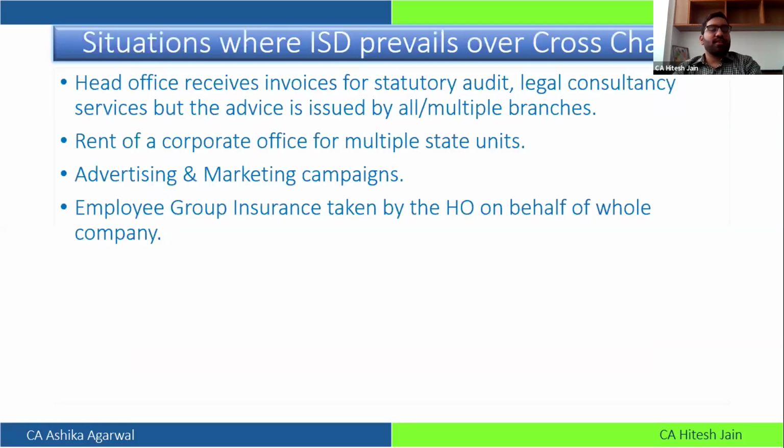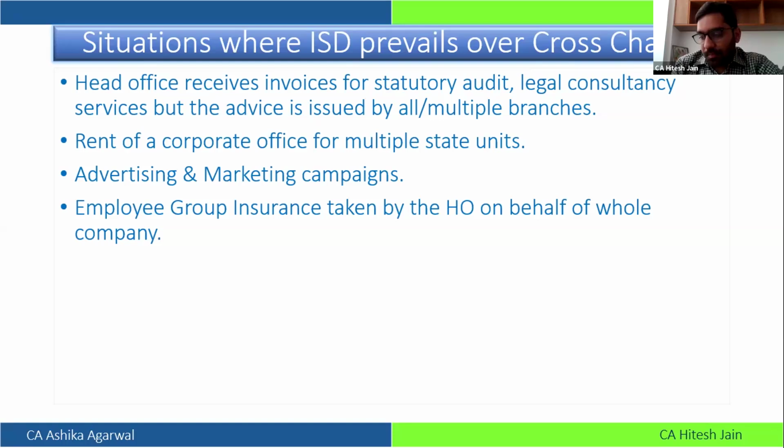Now let's understand the situations where ISD will prevail over cross charge. As I mentioned earlier, the head office receives invoices for any statutory audit, legal consultancy or any other advisory services which are used either by all the branches of the company or multiple branches of the company. The second may be a case of renting a corporate office for multiple state units. You receive a tax invoice of rent that is used commonly for multiple state units, especially the rent of the head office. Then you can distribute the ITC on such an invoice using the ISD facilitation.